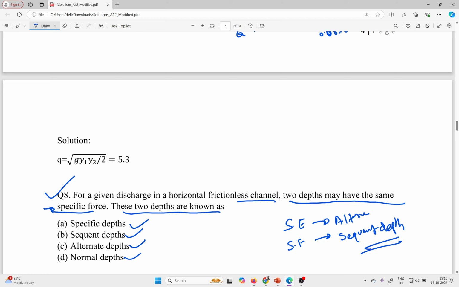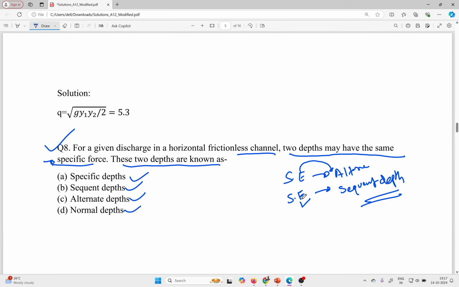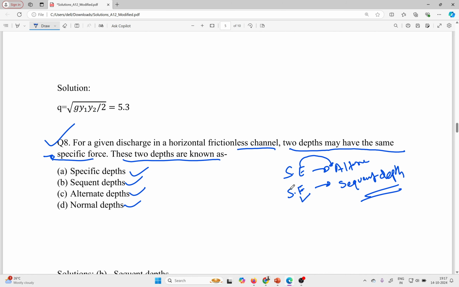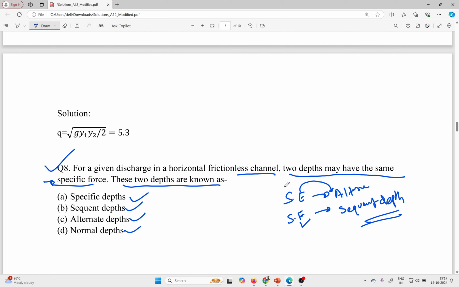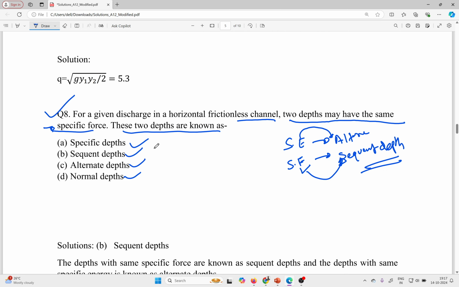So remember please, here we are talking about a specific force and here we are talking about a specific energy. Specific energy gives the alternate depth, and specific force gives the secant depth. So remember, such type of question you can expect in your exam.